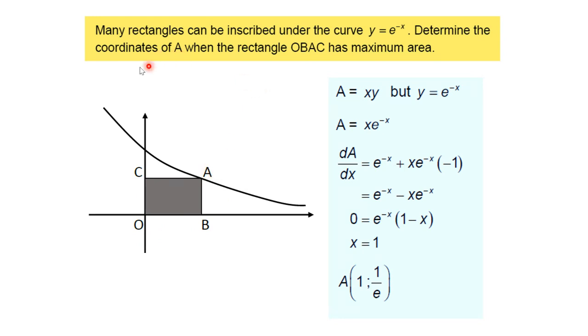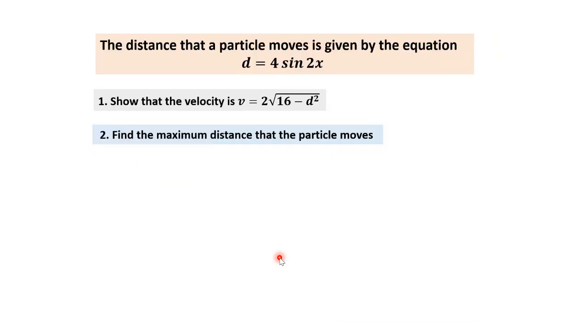But it's asking me for the coordinates of A, for which this will be a maximum. And so therefore, the coordinates are when x is 1, how do I get my y value? I sub it into my original to get my y. Okay, happy. All right, this is a wonderful question.